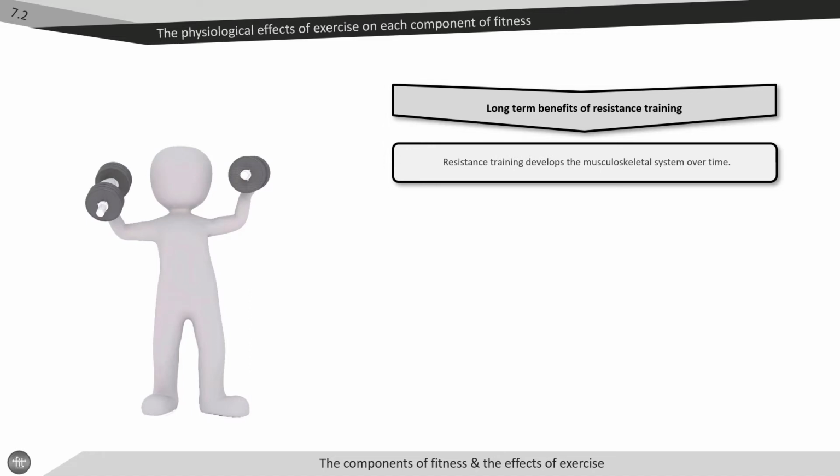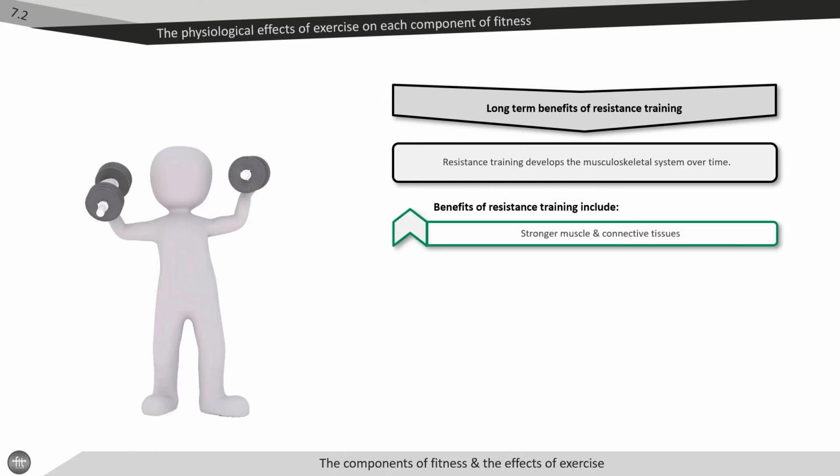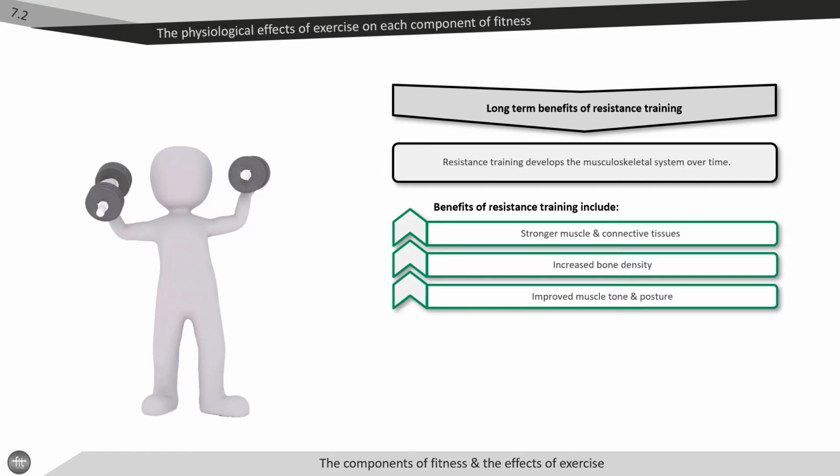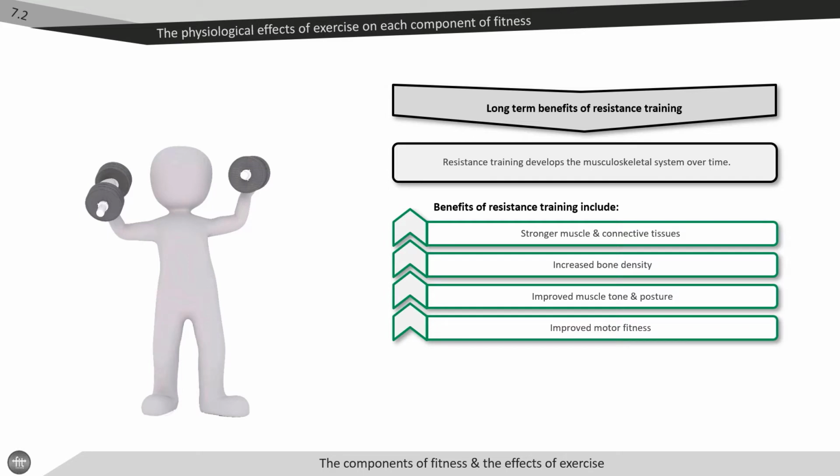The different forms of resistance training develop the musculoskeletal system over time. The long-term benefits of both muscular strength and muscular endurance training include having stronger muscles, tendons and ligaments, improving joint stability, having stronger bones via increased bone density, improving muscle tone, giving both improved neuromuscular connections and motor unit recruitment for greater motor fitness and better posture.